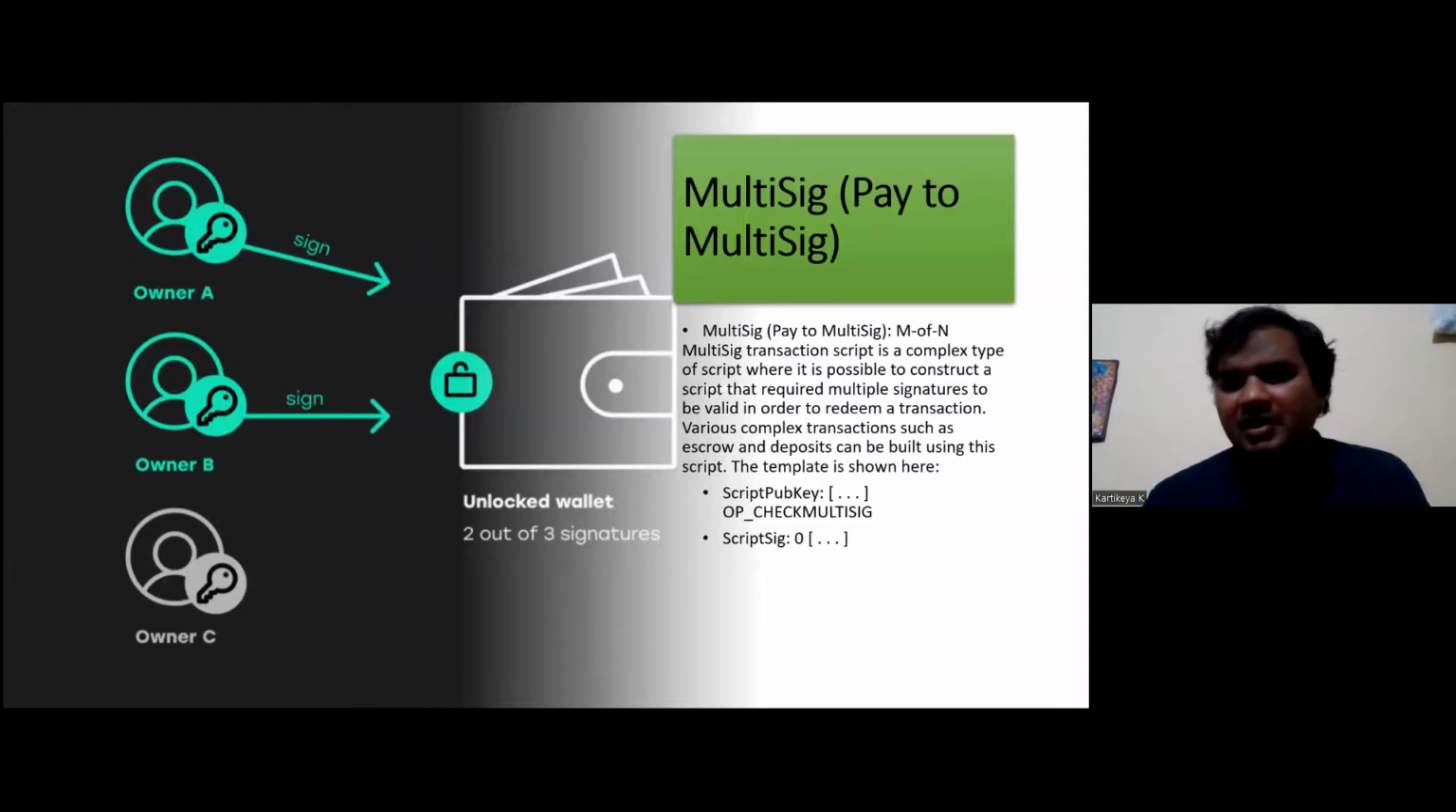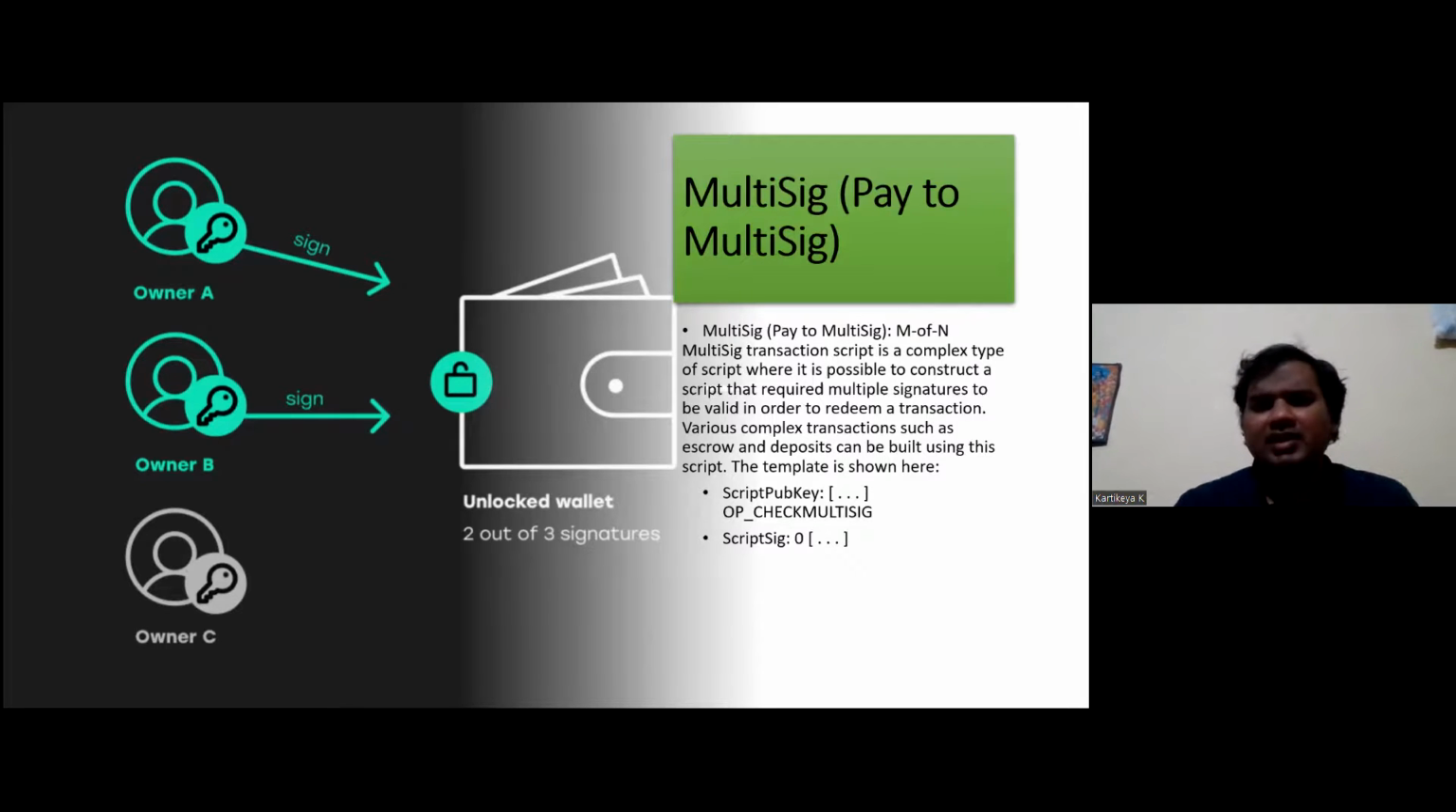So M of N multisig is a more complex type of transaction script where it is possible to construct a script that requires multiple signatures to be valid in order to redeem a transaction. Various complex transactions such as escrow and deposits can be built using this script. The main advantage of using multi-signature is that it is highly secure.